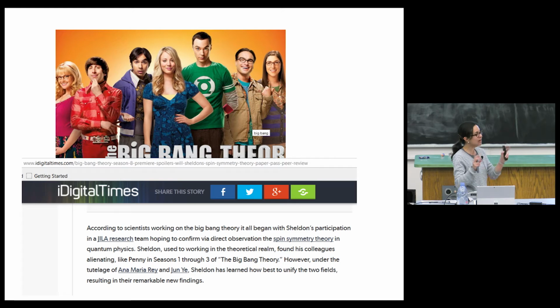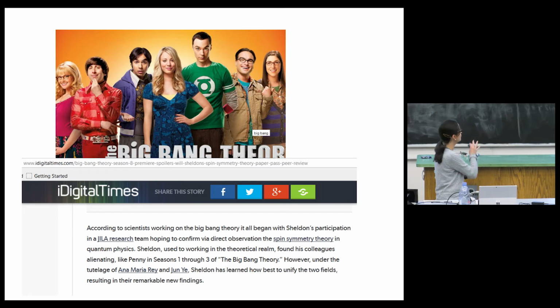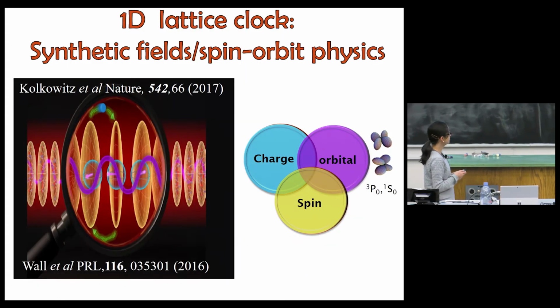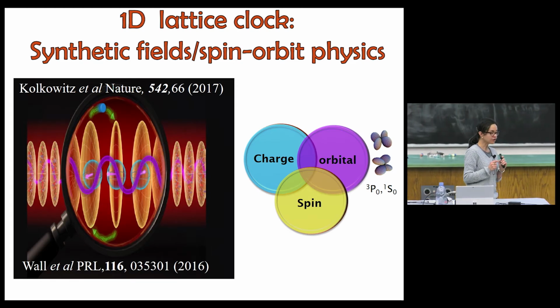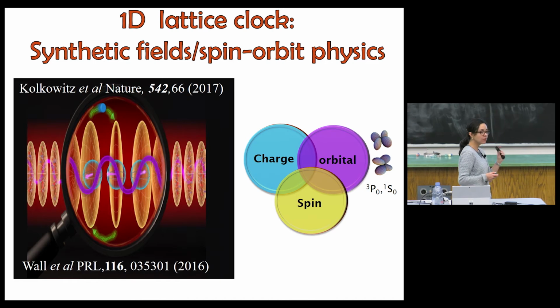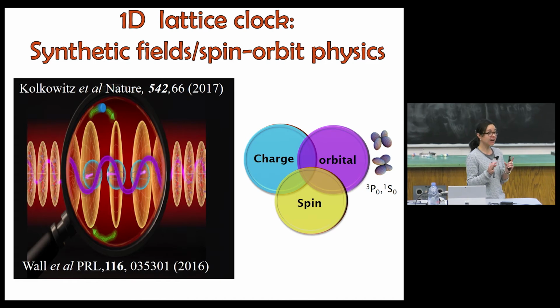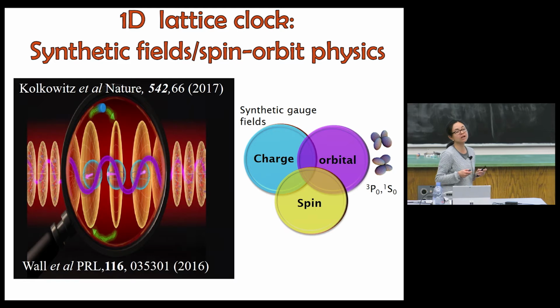But this is an additional direction that we are trying to explore, and I'm going to tell you a little bit more later why this can be a very exciting direction. But now let me jump a little bit and tell you more on how we are trying to make neutral atoms behave as charged particles. This is what is called synthetic gauge fields. So we are trying to engineer an effective magnetic field and make particles that are neutral feel a Lorentz force.